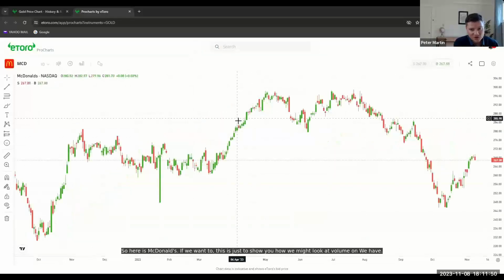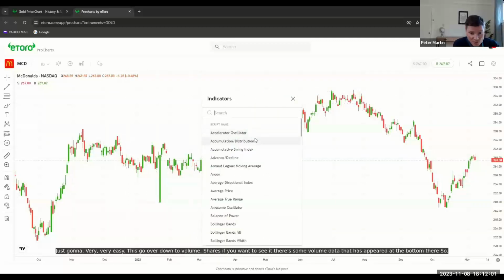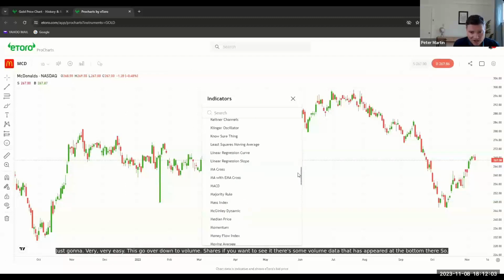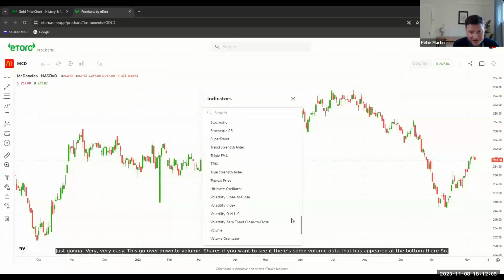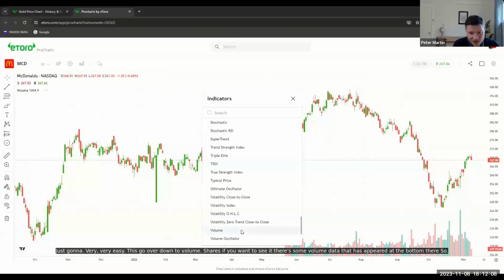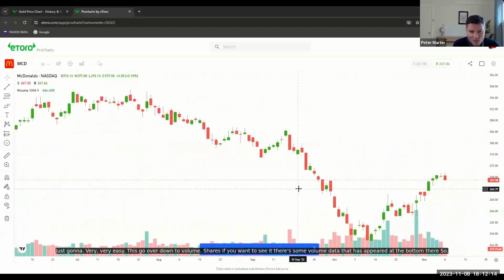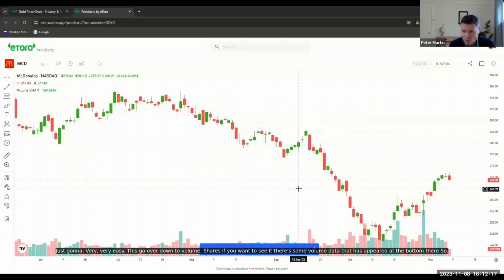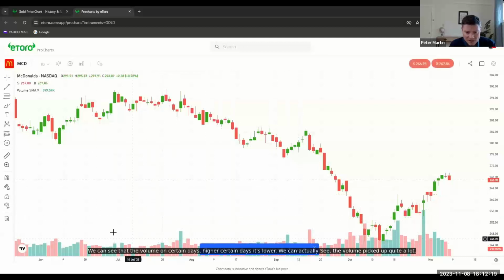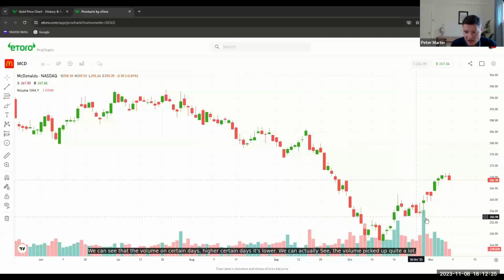So here is McDonald's. This is just to show you how we might look at volume on eToro. We have an indicator button where we can bring up a list of indicators. We saw this last week. I'm just going to, very, very easy this, go down to volume. Shares, if you want to see it, there's some volume data that has appeared at the bottom there. So we can see that the volume on certain days is higher, certain days it's lower. And we can actually see the volume picked up quite a lot.